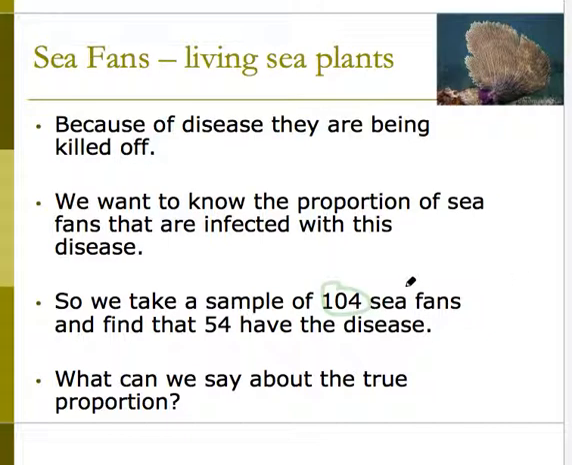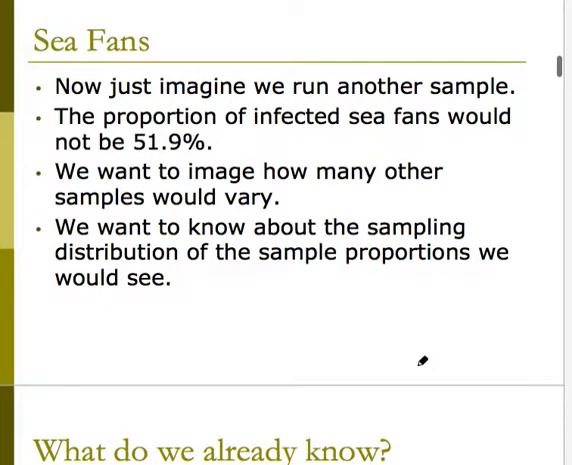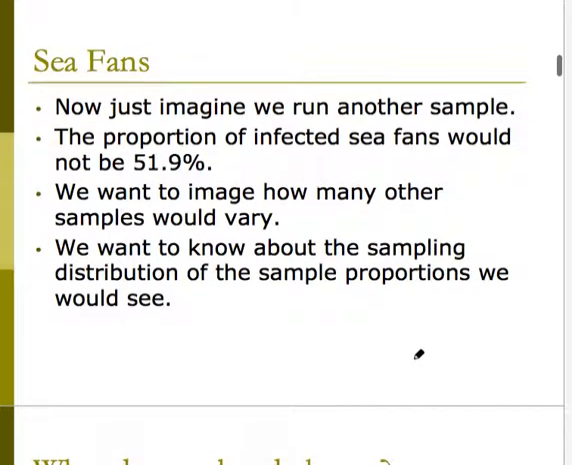Okay, so we take a sample of 104 sea fans and we find that 54 of them have the disease. So these are the numbers that we need to be paying attention to: 54 out of the 104 in our sample. So what can we then say about the true proportion? Well, if we run another sample, obviously we're not going to probably get 51.9%. So how many other samples do we need to try? How much will they vary? You're going to hear this word a lot too. How much is it going to vary?